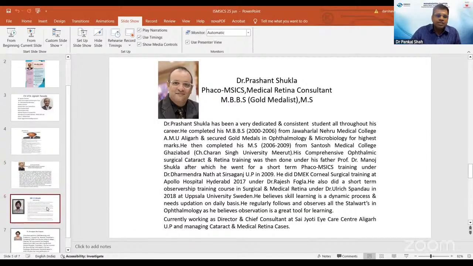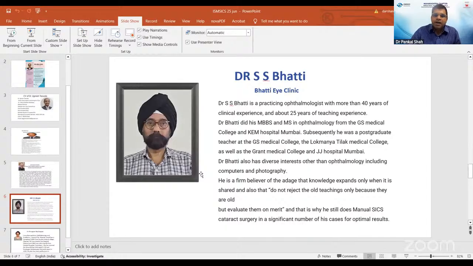And Dr. S.S. Bhatti sir, he is a practicing ophthalmologist with a clinical experience of 25 years of teaching and clinical work. He has done his MBBS and MS from Mumbai. He has diverse interests other than ophthalmology, in computers and photography. He is a firm believer in the adage that knowledge expands only when it is shared, and also that we should not reject the old teachings only because they are old, but evaluate them on merit, and that is why he still does manual SICS in a significant number of cases.